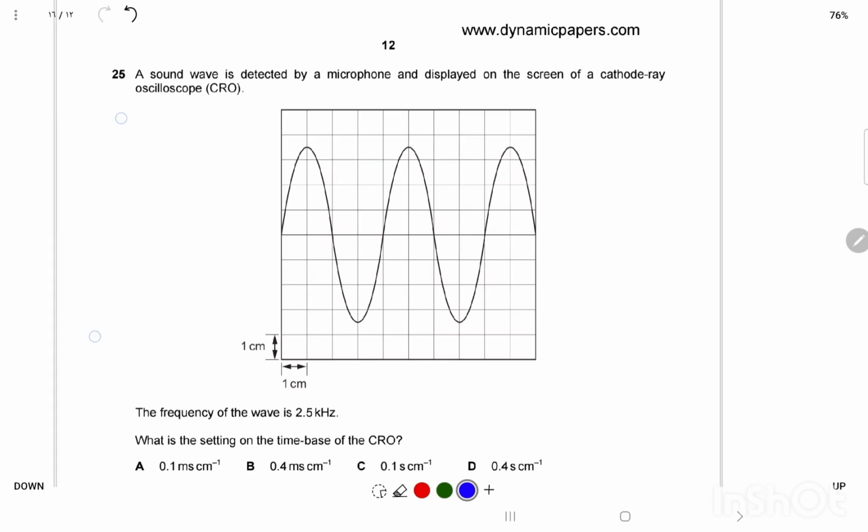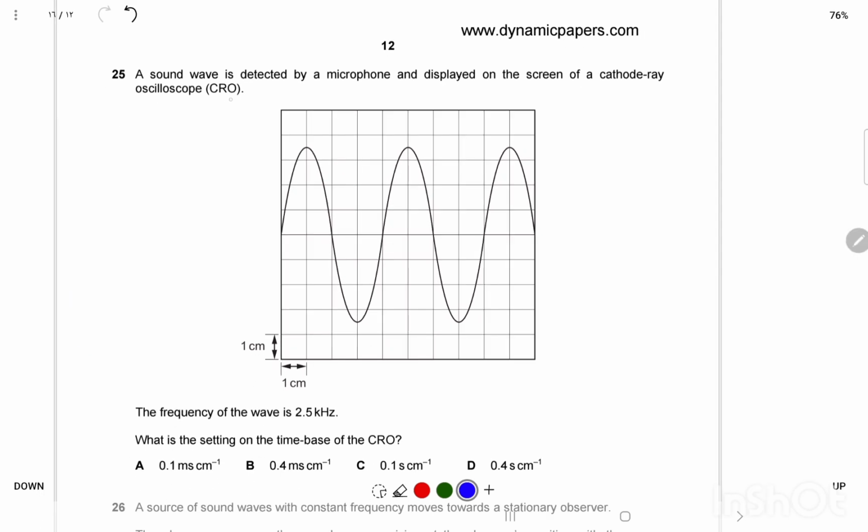Question number 25. Sound wave is detected by a microphone and displayed on the screen of a cathode ray oscilloscope, CRO. The frequency of the wave is 2.5 kHz. What is the setting on the time base of the CRO? Which means what is the time base setting? First of all, I need to know here that the period of one wave is 4 divisions. 1, 2, 3, 4 divisions. So period T is equal to 4 divisions.